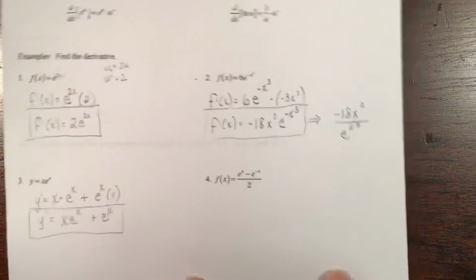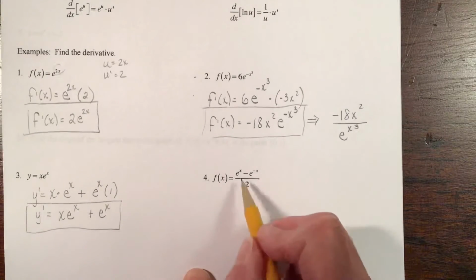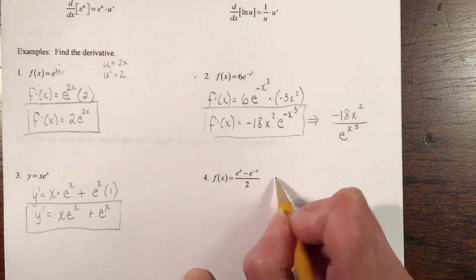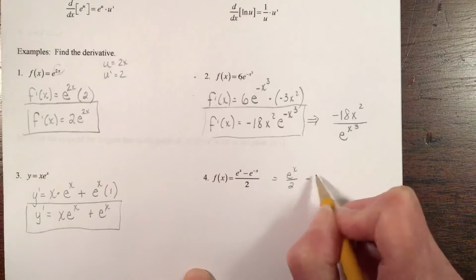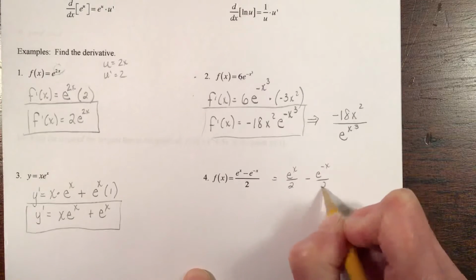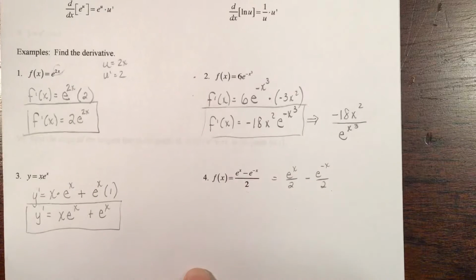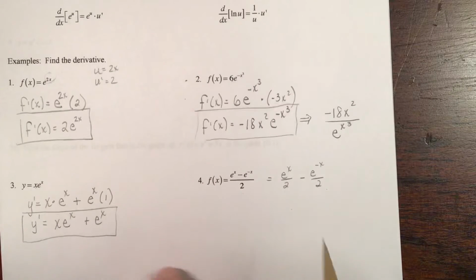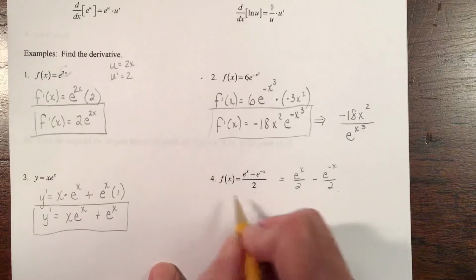If I look at something like this, now this I could do two ways. Okay, so I have a binomial in the numerator and a monomial in the denominator. I could rewrite it and take the derivative of each term separately, or I could just use the quotient rule over here. I'm probably just going to use the quotient rule. I don't know why. Dealing with fractions and e's, that's just a little bit too much for me right now.